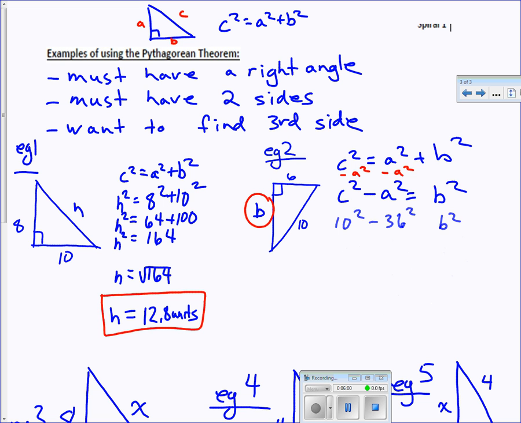Now when we continue with our calculation, we end up with 10 squared minus 6 squared equals B squared. Simplify, you have 100 minus 36, which ends up being 64, which is b squared, and we can simplify that as b being the square root of 64, and the square root of 64 is 8.